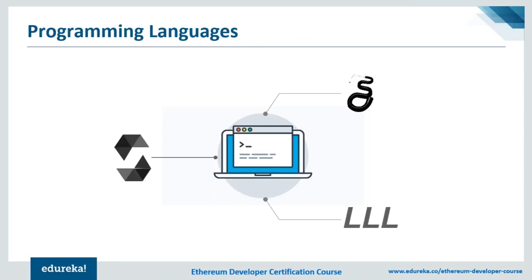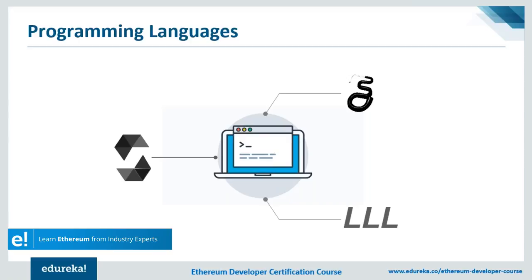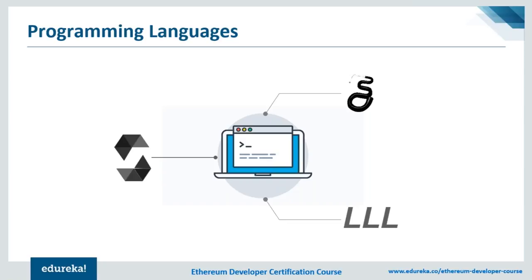Solidity is a contract-oriented high-level language with syntax that is similar to that of JavaScript, and it is designed to target the Ethereum virtual machine. Serpent is a high-level language that is designed for writing Ethereum contracts also. It is very similar to Python, but as of September 2017, Solidity is the preferred language of development for Ethereum developers. There's also another language called LLL. It is a simple and minimalistic language, and it is based on Lisp. And as you guys can guess, it also stands for Lisp-like language.